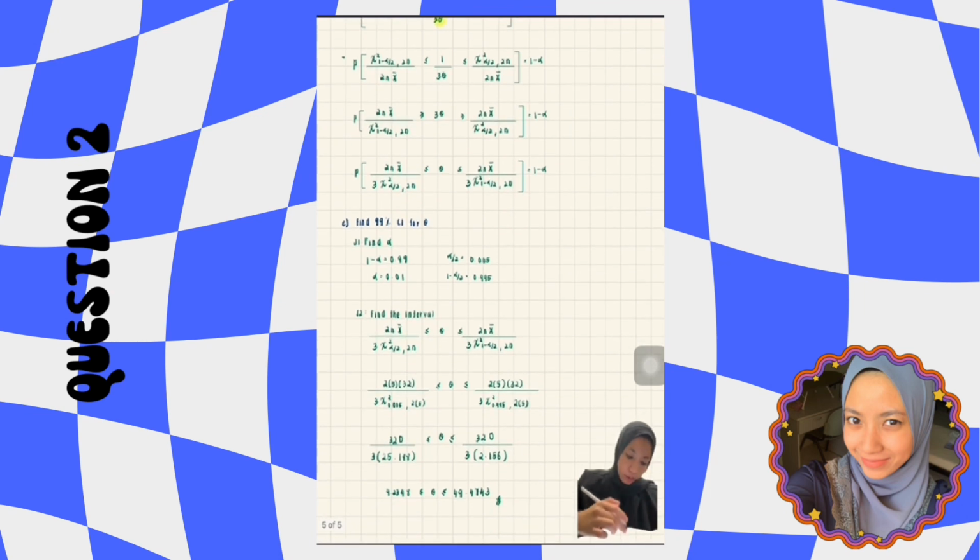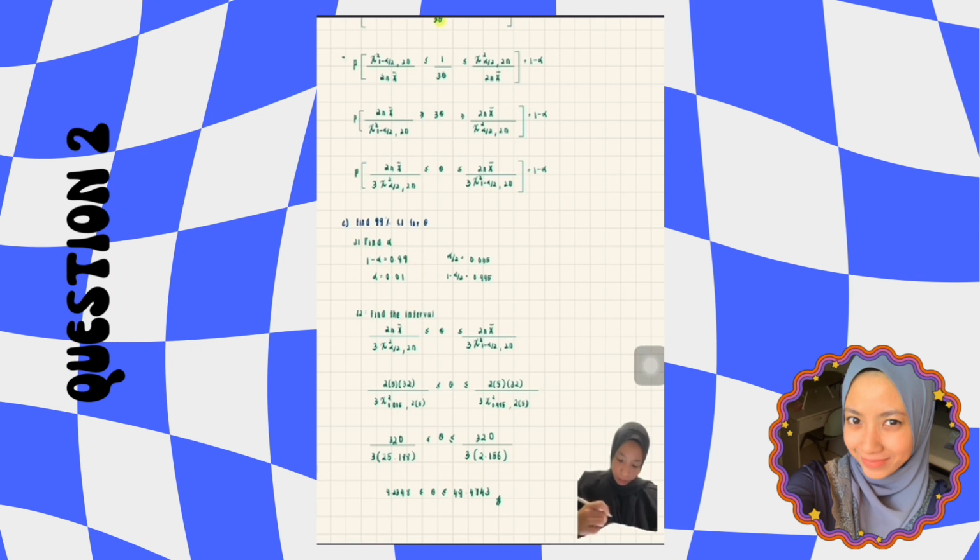For question C, to find the 99% confidence interval for theta, we have to find alpha first. Okay, for this step, we have to find 1 minus alpha, which is 0.99, and then alpha will be 0.01. To find the value, we have to use back the formula that we constructed above and substitute the alpha into the formula.